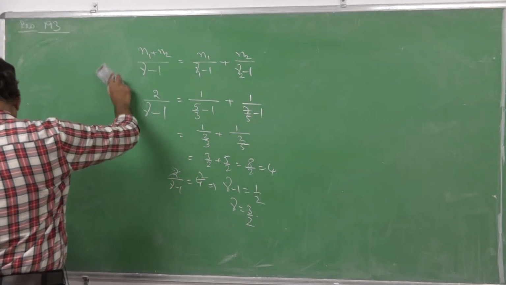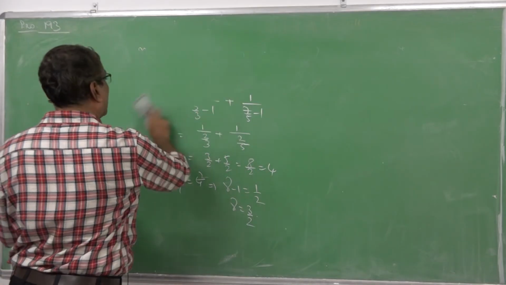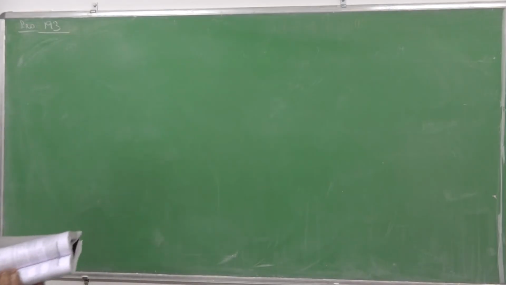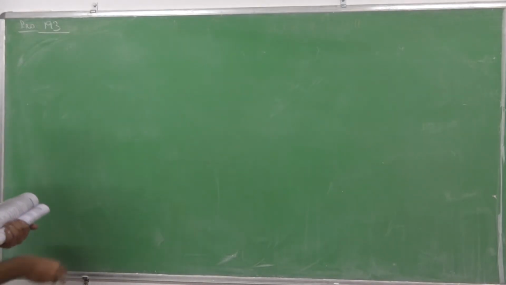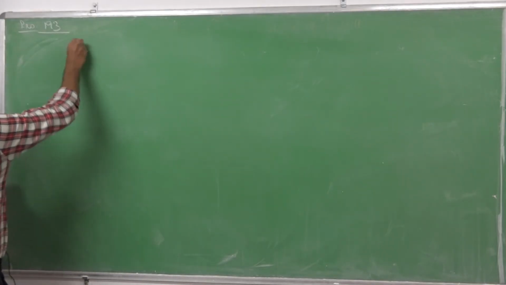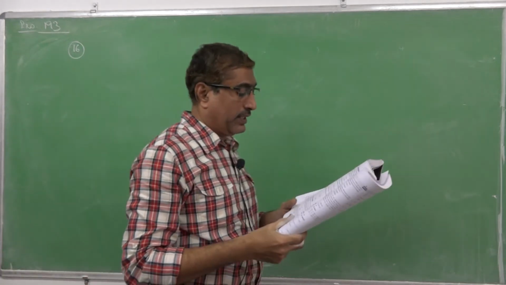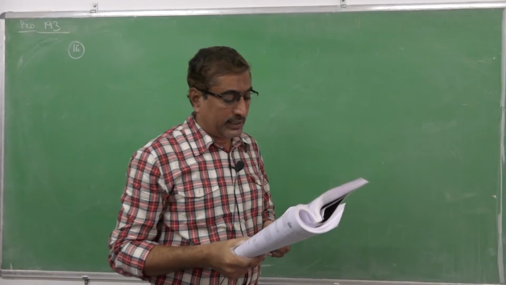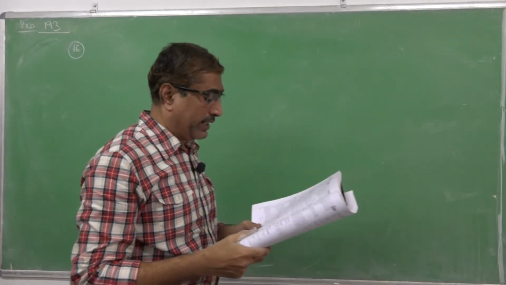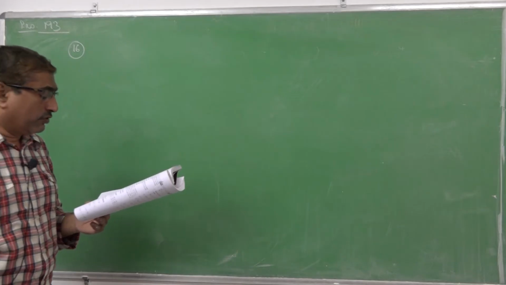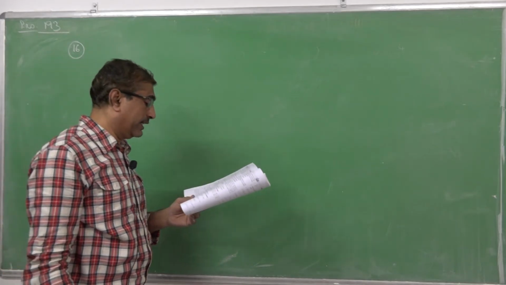Okay. Next, 16th one. 1 mole of ideal gas, gamma is given as 7 by 5, is adiabatically compressed so that its temperature rises from 27 to 35 degrees centigrade. What is the work done by the gas?